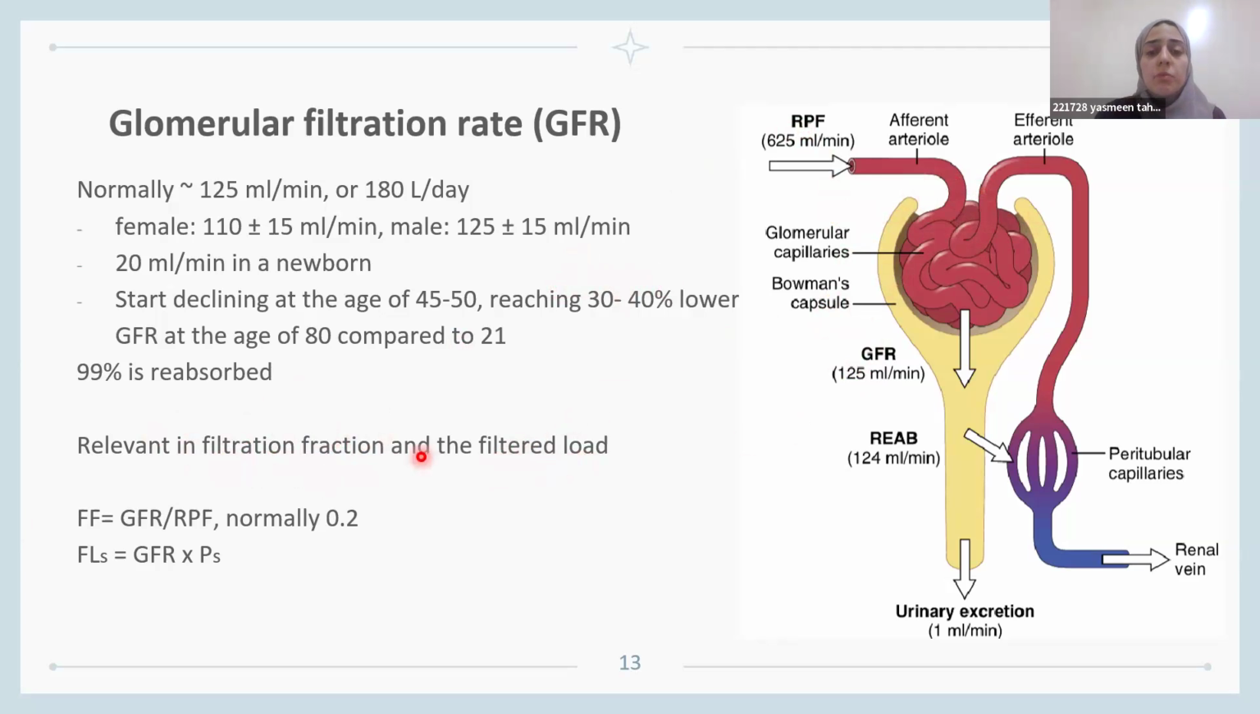Filtered rate is basically calculating how much of a substance is being filtered. This is assuming that the substance is freely filtered, and not all substances are freely filtered. But if it is freely filtered, basically you multiply the GFR by the plasma concentration of whatever substance you are using. So again, this is the same graph showing you that GFR is 125, but most of it is reabsorbed. And this 125 is approximately 20% of the renal plasma flow.